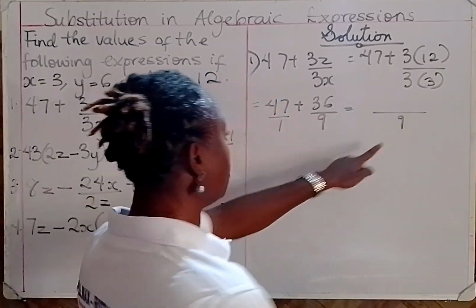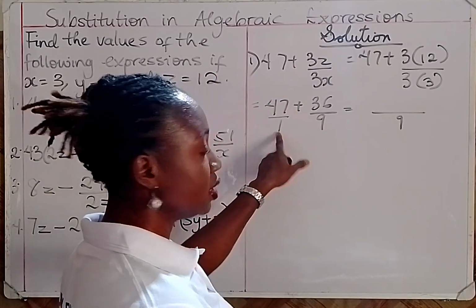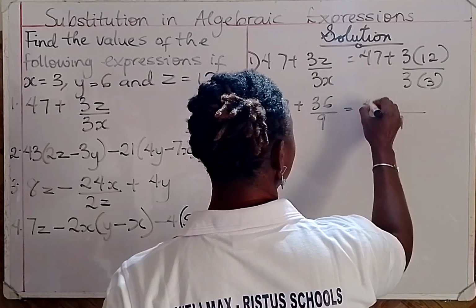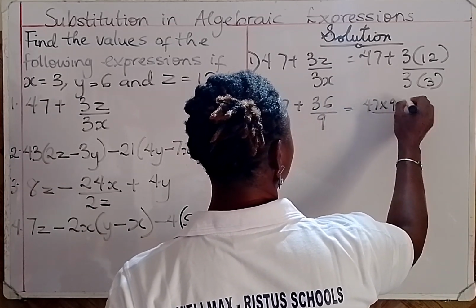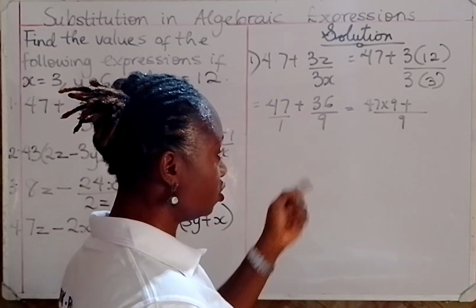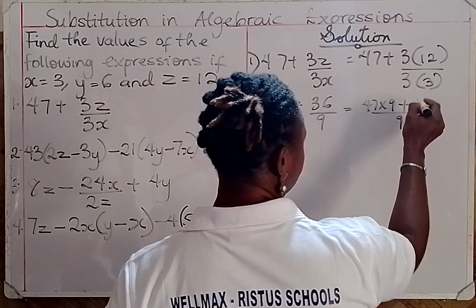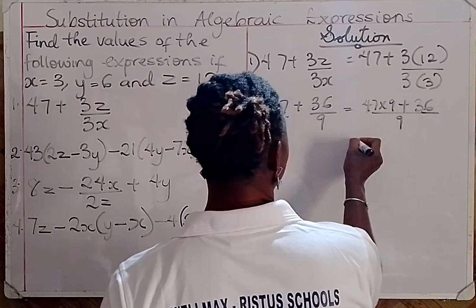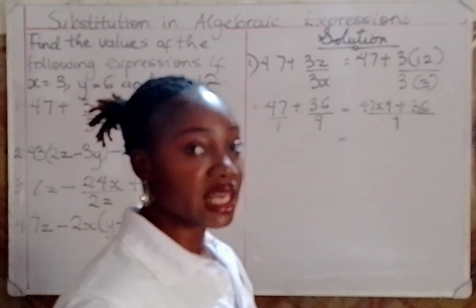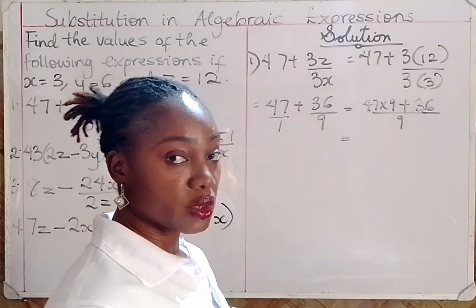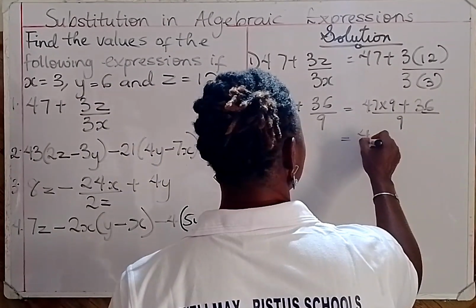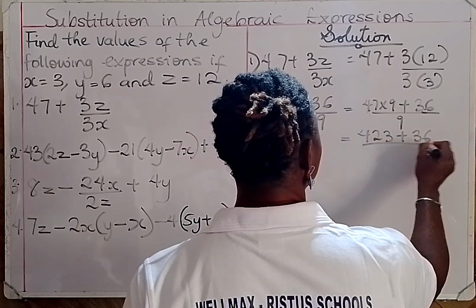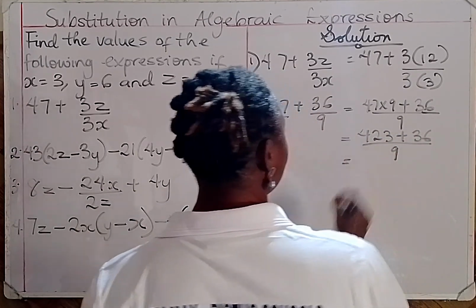And this becomes what? We look for the LCM. 9 into 1 is 9 times 47. So we have 47 times 9 plus 9 divided 9 is 1 times 36, that's 36. So what is 47 times 9? 47 times 9 equals 423. So we have 423 plus 36 divided by 9.